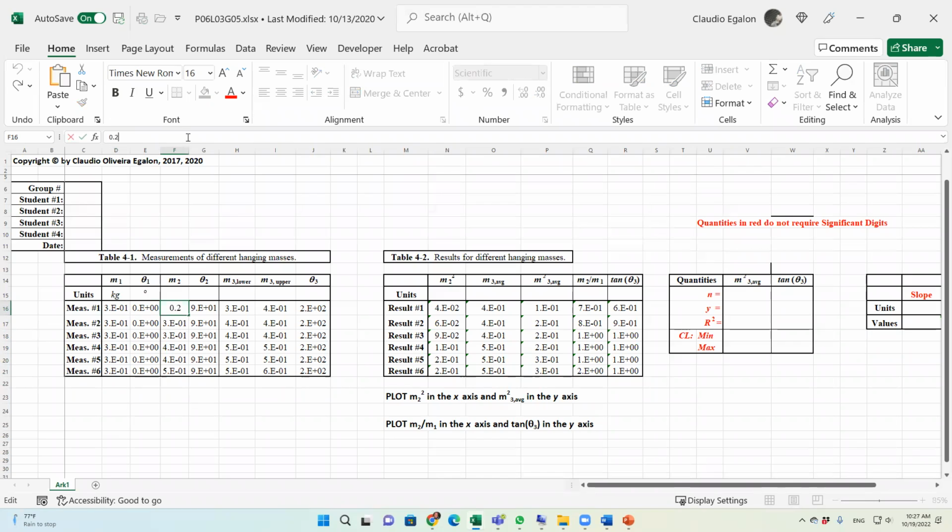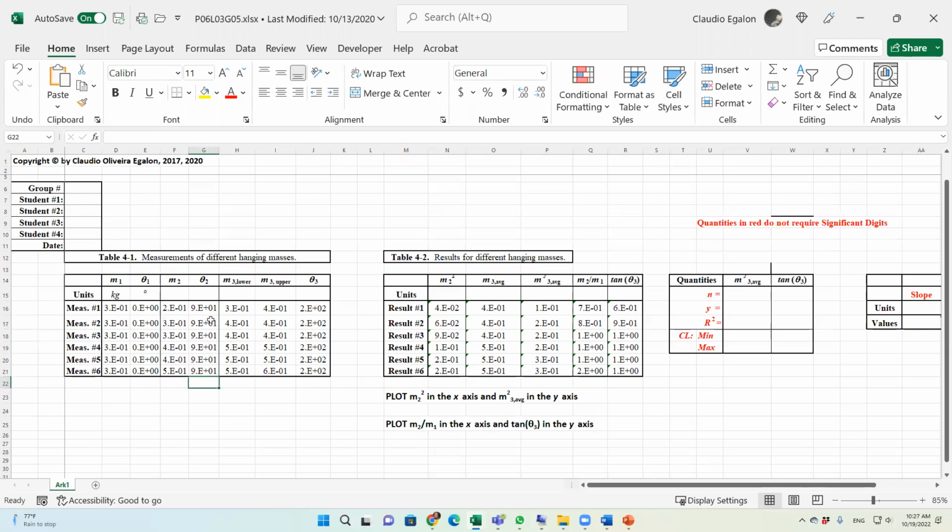I start at 200 grams. It's going to be the slotted mass plus the mass hanger. Next one is going to be 250 grams. Don't forget, we're measuring those slotted masses on the scale, so you must display those masses with the proper number of significant digits. 300 grams, 350, 400, and 450. This angle is going to be always at 90 degrees. Don't forget to display with the proper number of significant digits, okay?